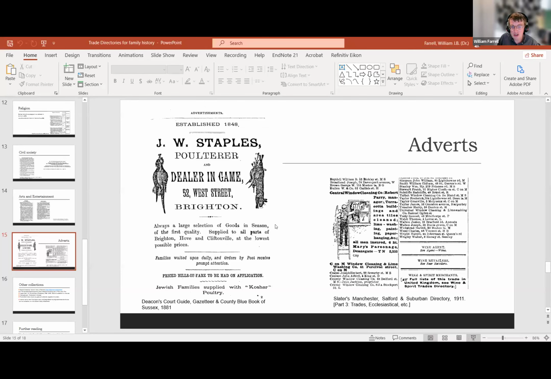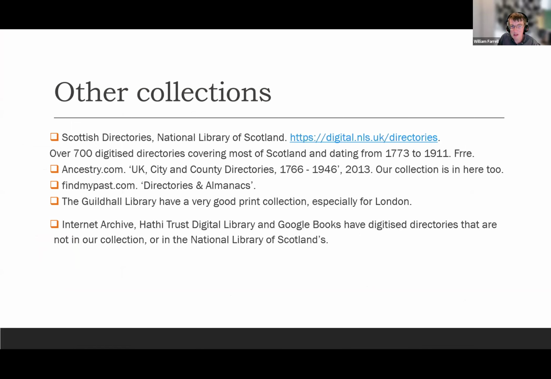There are other collections that aren't ours that are out there. Ours is the biggest free collection for England and Wales, which is why it's fairly well known and still fairly well used 20 years on. It is our most downloaded and viewed collection. However, there is a comparable collection for Scotland, which the National Library of Scotland maintain, on a similar basis to us. So it's of a similar size and covers a very similar time period.